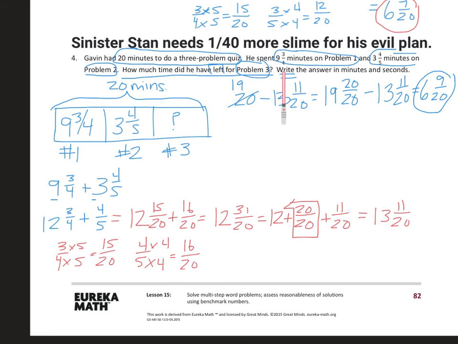Now, what they want us to do is to write our answer here in minutes and seconds. So our answer is 6 and 9 twentieths minutes. That means this right here is 6 minutes. And we've got to figure out what 9 twentieths is as seconds. So think of it as, okay, seconds are smaller than minutes. How many seconds are in a minute? 60 seconds are in a minute.